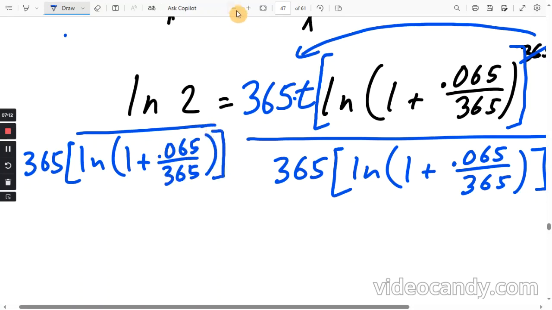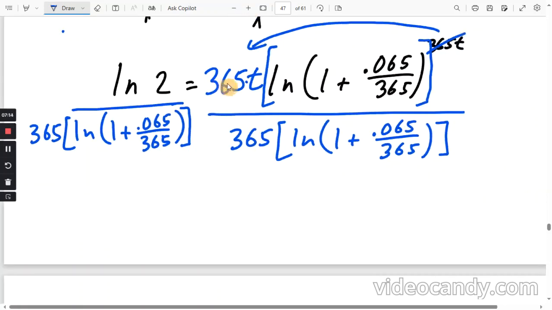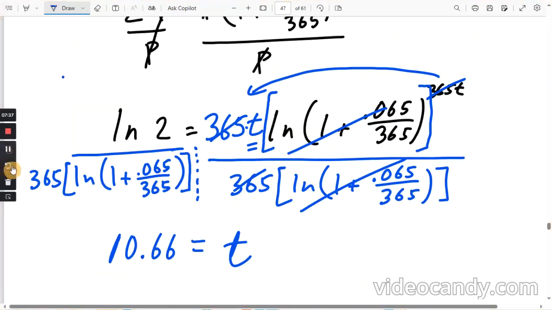Okay, on the right-hand side, what happens? 365 cancels. This mess over itself cancels. We are left with t equals. We're going to have to round off, but I'm going to do all this in the calculator. If you want to do the bottom denominator first, do that, and then do ln of 2 divided by that answer. And I get 10.66 rounded off.